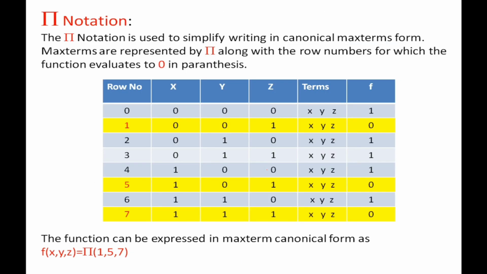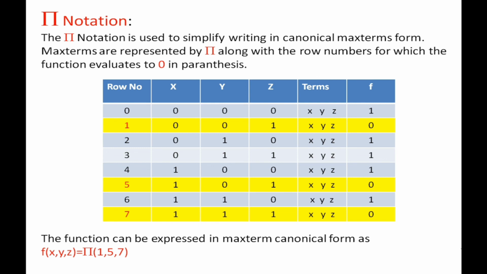Now let us check what notation is used to represent the maxterm. For the maxterm, the pi is the notation used to simplify writing in the canonical maxterm form. The maxterms are represented by the pi symbol along with the row numbers for which the function evaluates to 0 in parenthesis. For the minterm, we use the summation symbol where the function evaluates to 1. Here in the maxterm we use the pi notation for which the function evaluates to 0.